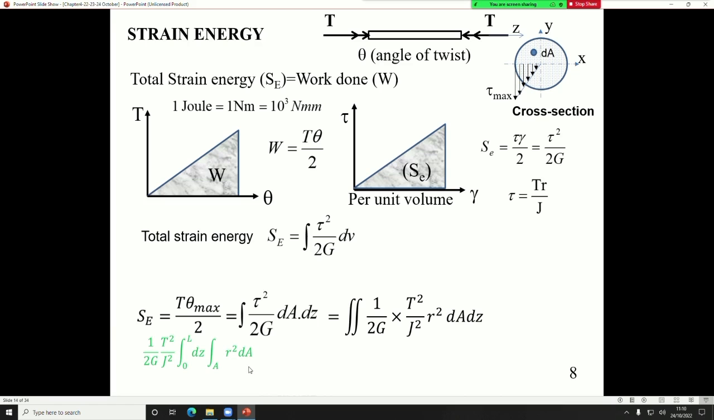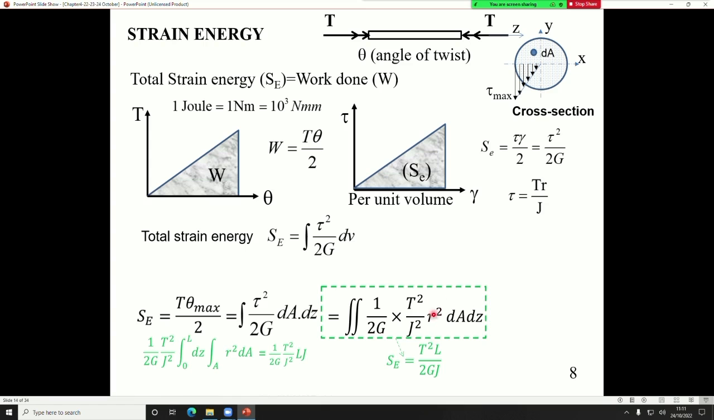Now, does anyone remember what this term was? Integral of r squared dA? Somebody said it? Very, very good, thank you. So this is equal to J. So if I substitute in this equation, the integral of r squared dA is equal to J. We've got a J here as well. So one of them will be canceled out. Therefore, we end up with 1 over 2GJ, T squared, J squared, LJ. And if I substitute it in the top equation, I can say the strain energy stored is equal to T squared times L divided by 2GJ.